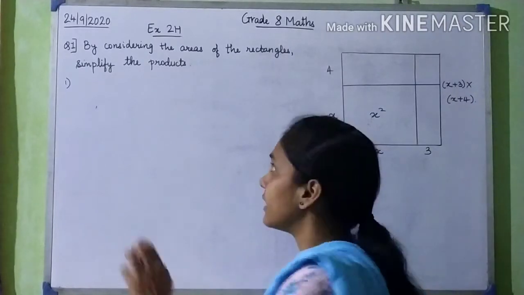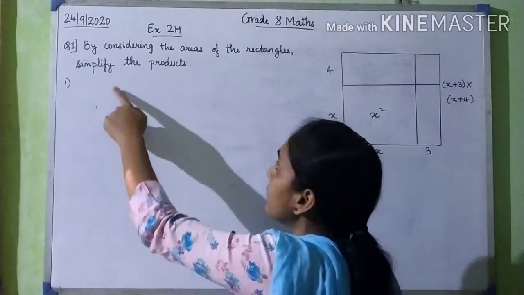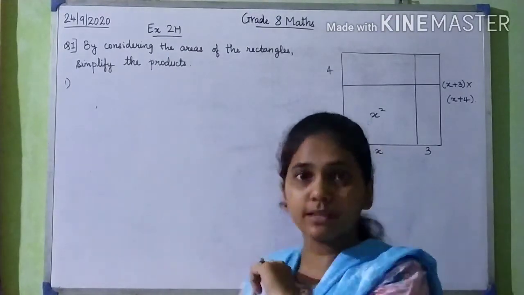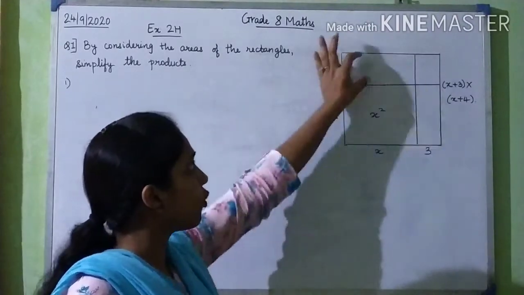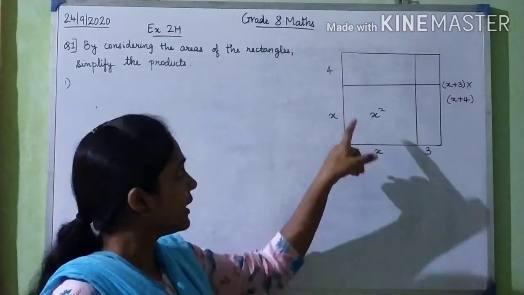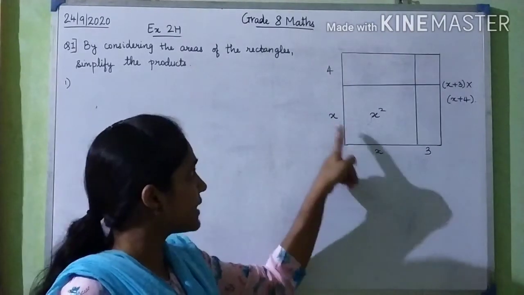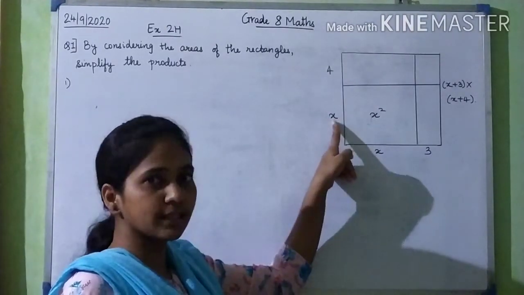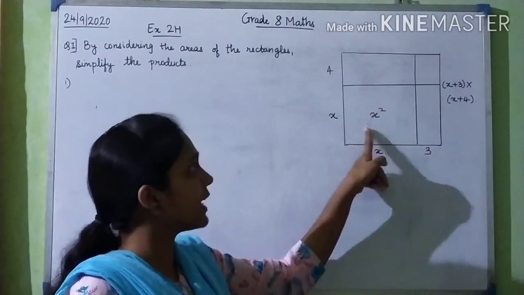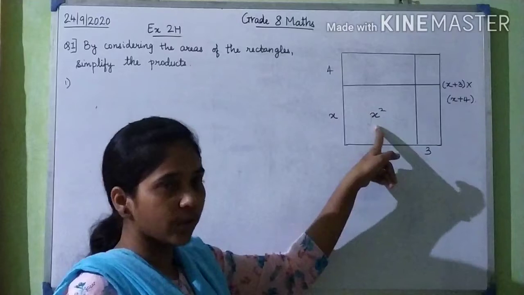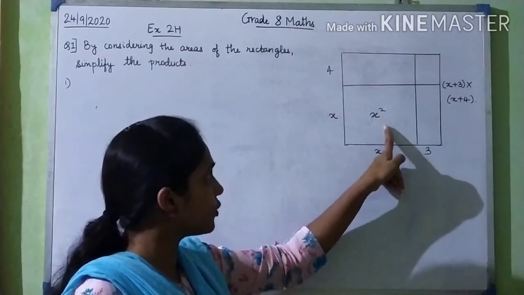The first question is, by considering the areas of the rectangles, simplify the products. This is a rectangle which is given to you. It has four small rectangles in it. This one is a square because both the sides are the same. That is, the length is x and the breadth is x, and that is why they have given us the area of this square as x into x, which is equal to x square. So this is given to us.